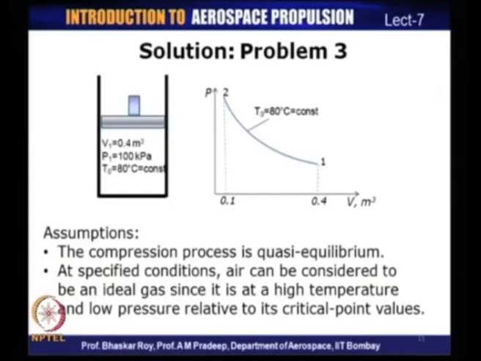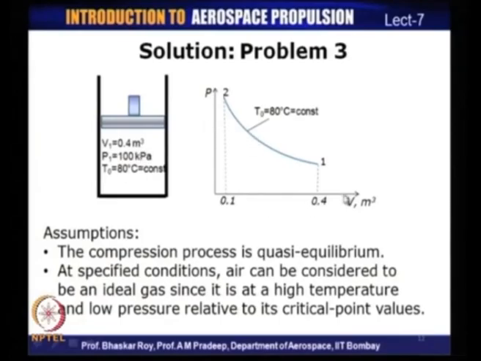So, the first step to solving this problem is to draw the process path as well as the problem definition itself. So, here we have a piston cylinder arrangement, wherein the initial volume is 0.4 meter cube, pressure is 100 kilopascals, and temperature is 80 degrees Celsius, which is in this problem a constant. Now, this piston, as it moves down, compresses the air within the cylinder to a final volume which is 0.1 meter cube, keeping the temperature same.